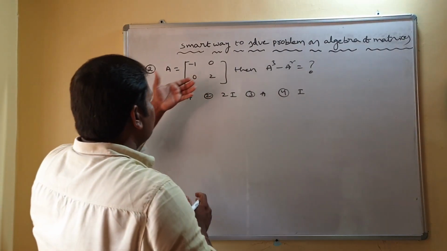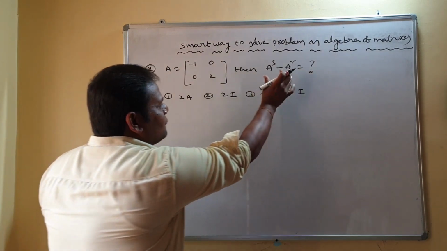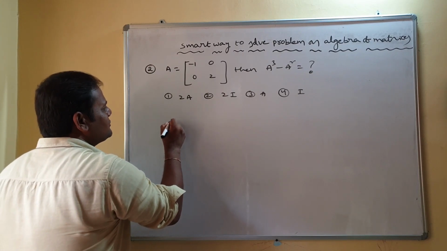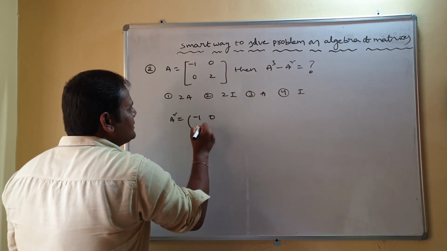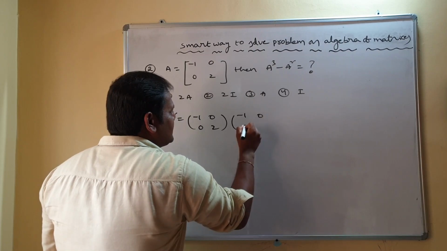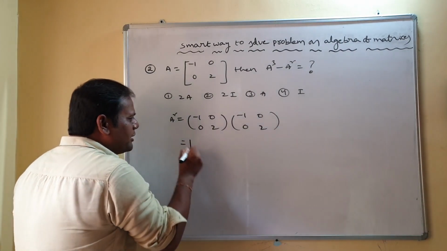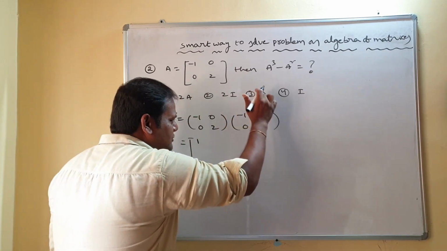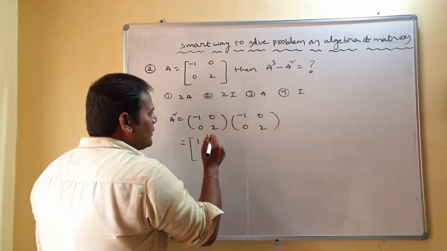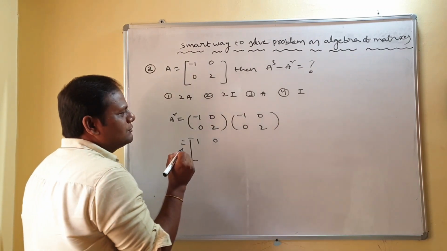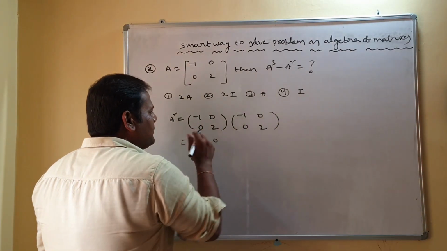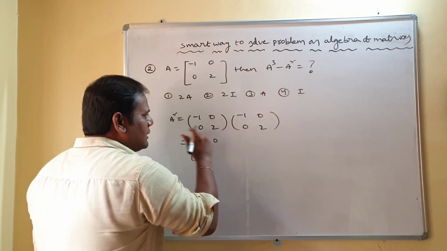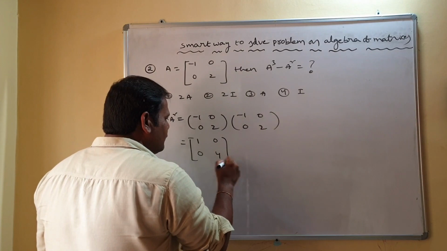Moving to the second example. A is given. It asks what is A cube minus A square. First we find A square. What is A square? Minus 1 0 0 2 times minus 1 0 0 2. You know how to multiply two matrices. Multiply first row with first column, you get 1. Multiply first row with second column, 1 into 0 and 0, so it is 0. Multiply second row with first column, you get 0. And second row with second column, you get 4.